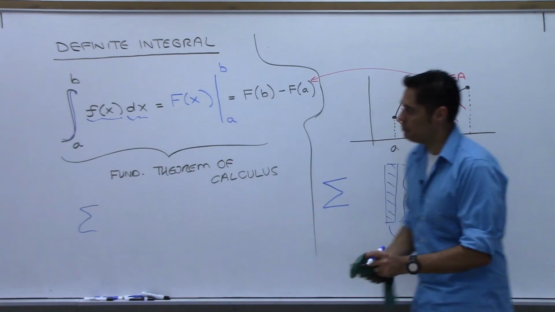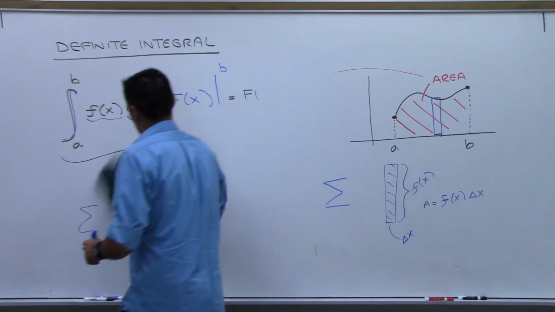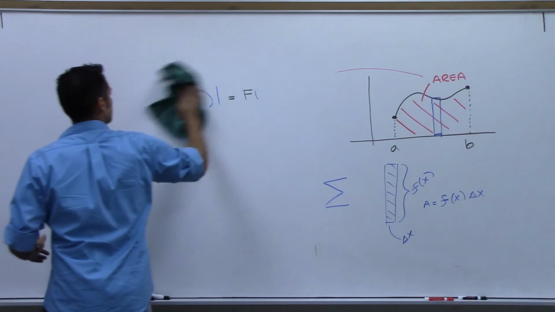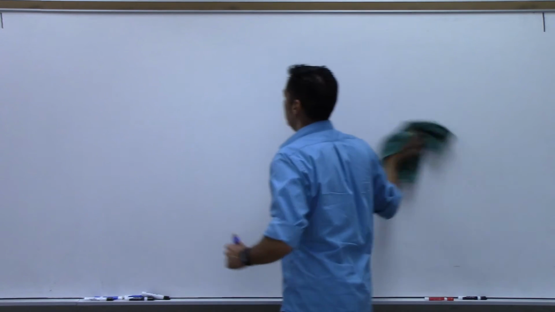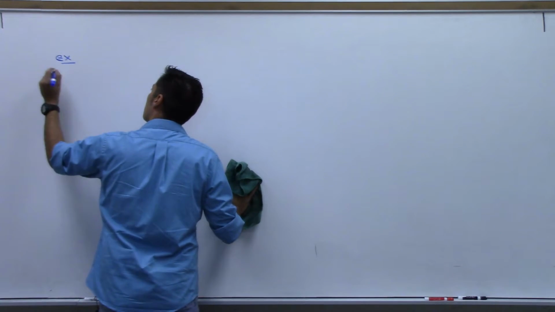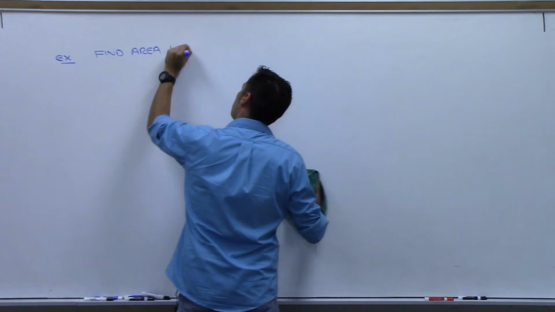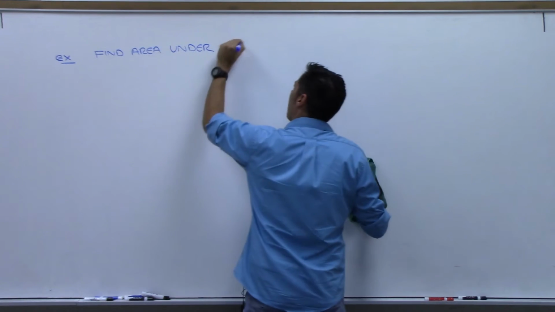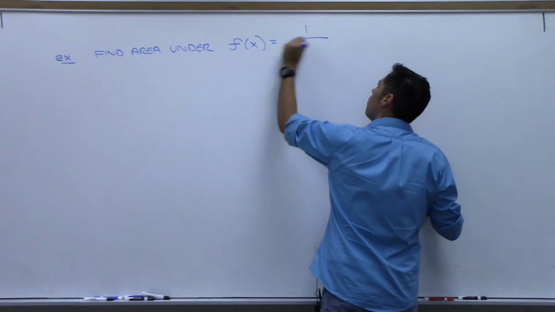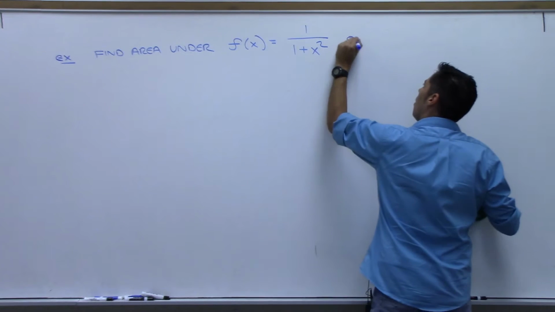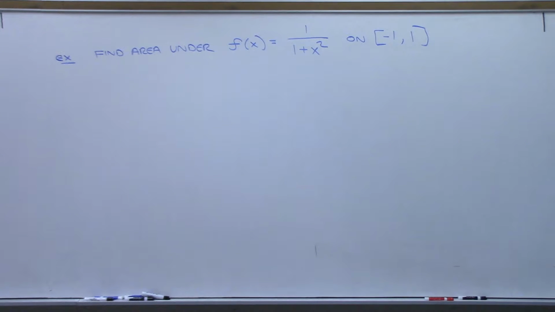With me? All right. So let's do an example. As an example, let's find the area under f of x equals 1 over 1 plus x squared on the interval negative 1, 1.